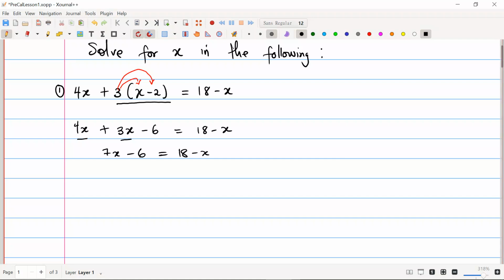Okay, now the next thing to do is to make sure that all the ones with the x are at the same place, and the ones without the x's are at one place as well. So in this lesson, what I'm going to do is I'll try to all the time put my x's on the left side of the equation, and then the ones with no x will be on the right side of the equation. Okay, when I say equation, there's an equality sign. So on the left side, I want to see the x's.